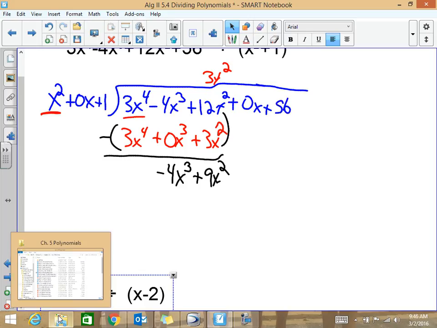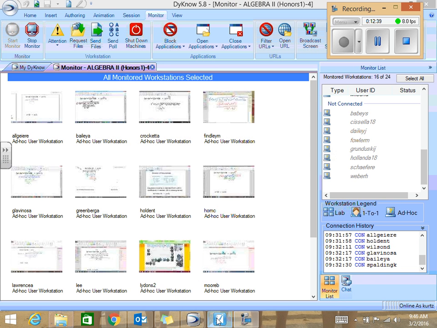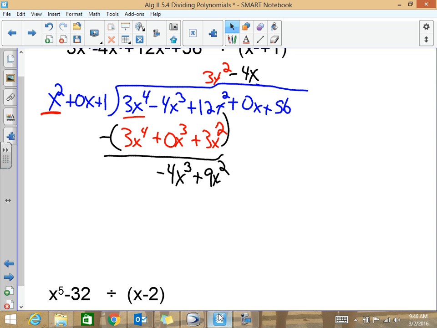Anyway, okay, so now the question is, what do we multiply x squared by to get negative 4x to the 3rd? Anybody? Negative 4x, right? Because we have to introduce a negative 4 and we need one more x. So negative 4x. Okay. So now we're going to distribute that negative 4x.